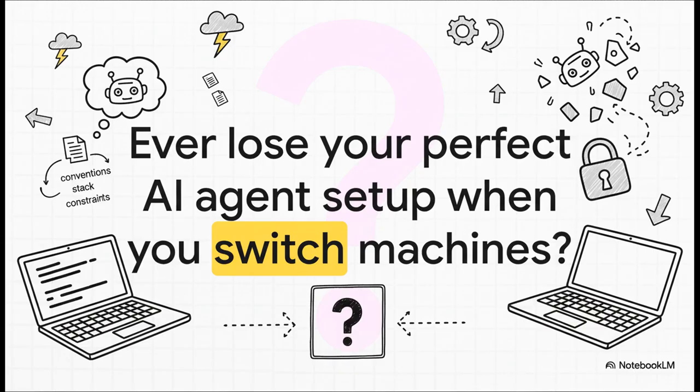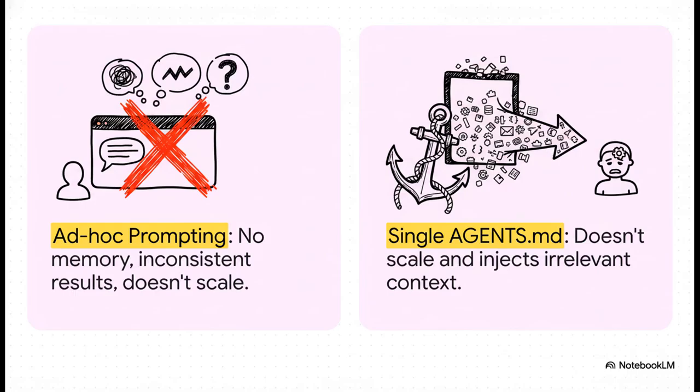This isn't just a personal headache. It's a massive, massive scaling problem for teams. Right now, the way most people handle this falls into two buckets. On one side, you've got ad hoc prompting, basically just typing into a chat window. Yeah, it works for a quick task, but the agent has zero memory. Then, on the other side, you've got a slightly better method, a single giant Agents.md file in your repository. The problem is, this doesn't scale either. It crams the same huge context into every single prompt, and it's totally trapped inside one repo. Let's be real, neither of these is real infrastructure.